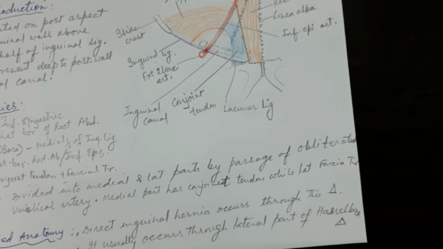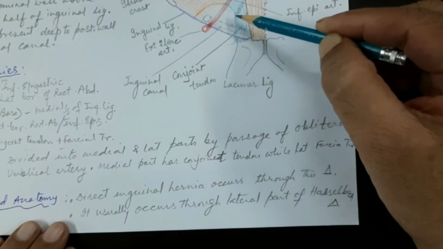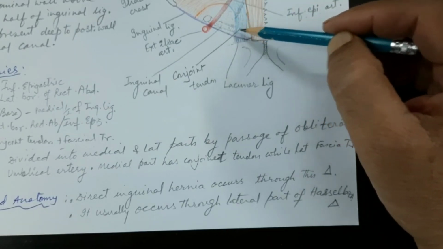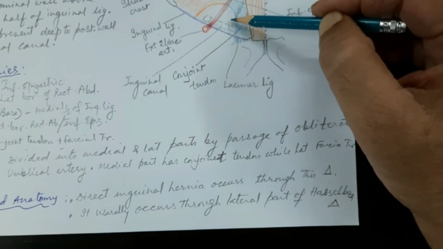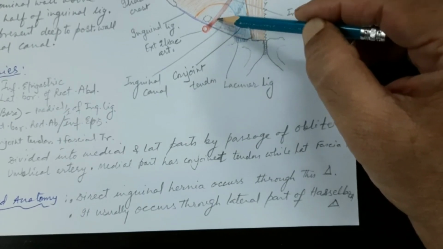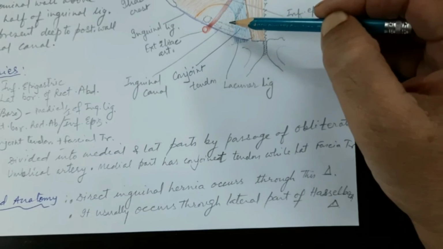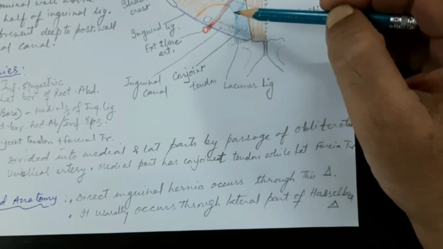Now, why do we learn this Hesselbach triangle and what is its applied importance? This is the applied anatomy part. Through this Hesselbach triangle, whether the medial part or the lateral part, if any hernia takes place, it is called a direct inguinal hernia. What does it mean? Any hernia taking origin through the Hesselbach triangle is a direct inguinal hernia. That means medial to the inferior epigastric artery. Any hernia pushing the posterior wall of the inguinal canal is a direct inguinal hernia.